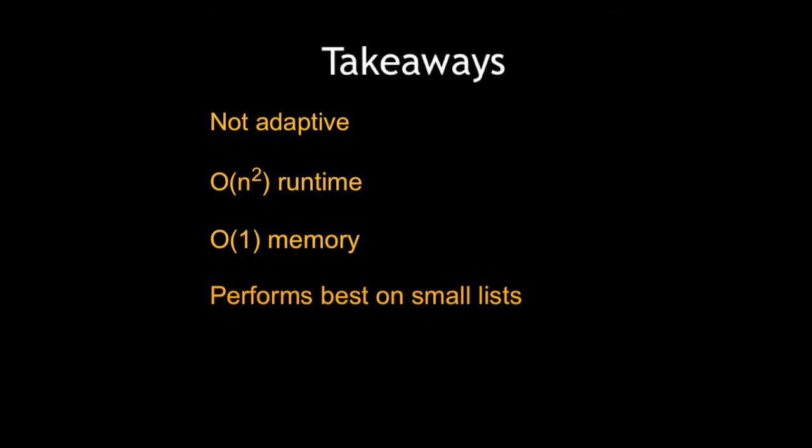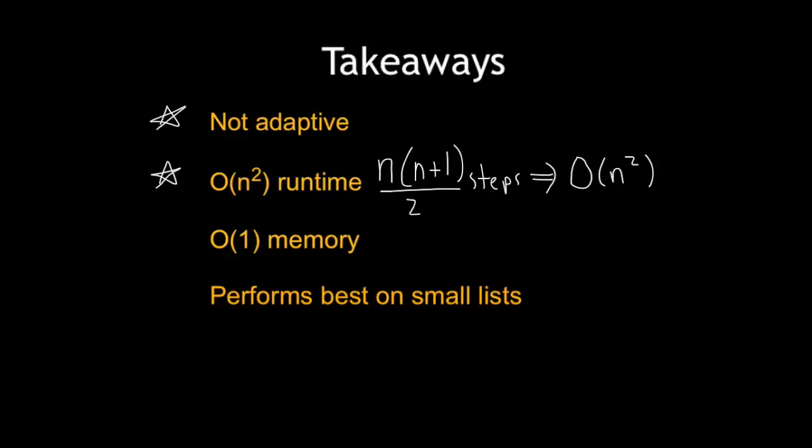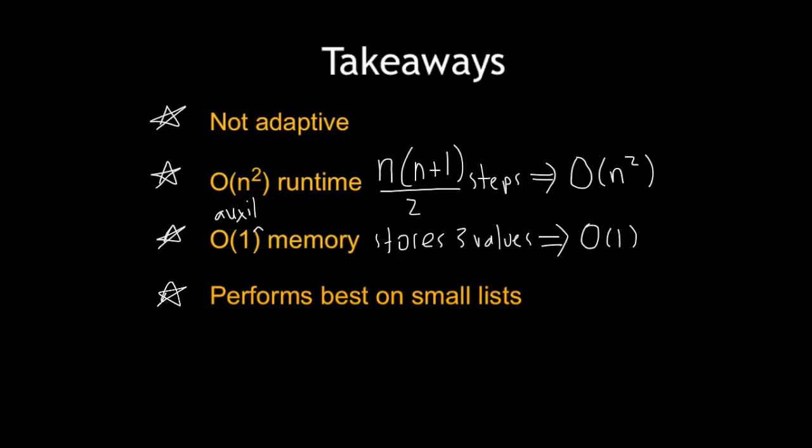Here are the takeaways from this video. First, selection sort is not adaptive. It performs the same on lists of equal size. It runs at O of n squared quadratic runtime. It uses O of 1 or constant memory. And in practice, it is best on lists of smaller size.